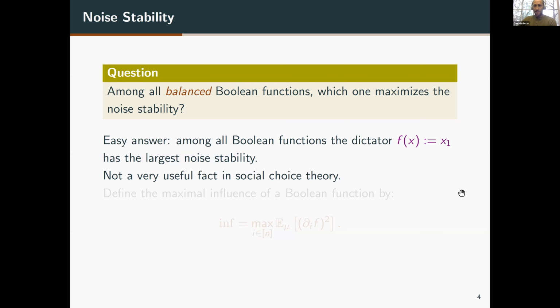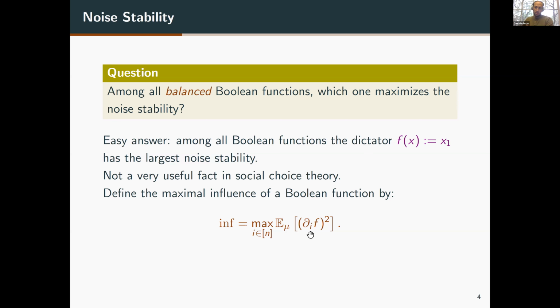So to get a more democratic answer, we define the maximal influence of a Boolean function. You look at all the discrete derivatives of f, basically what happens when you fix all the entries and just let the ith entry change when you take the difference. So here, this is basically the square of the discrete derivative. You integrate it over the cube, and this is the influence in direction i. The maximal influence among all directions will be the maximal influence. And then, for example, you can see that the maximal influence of a dictator is very, very large, right?